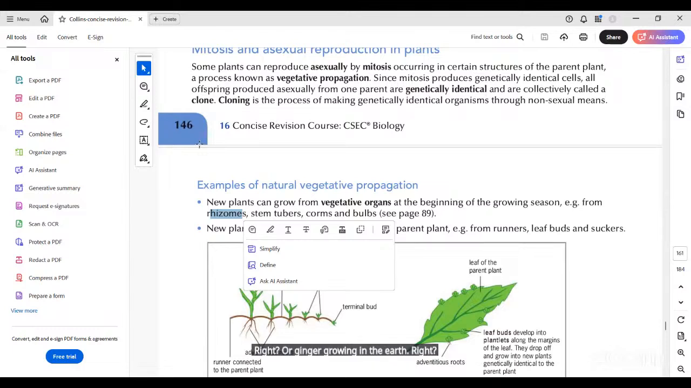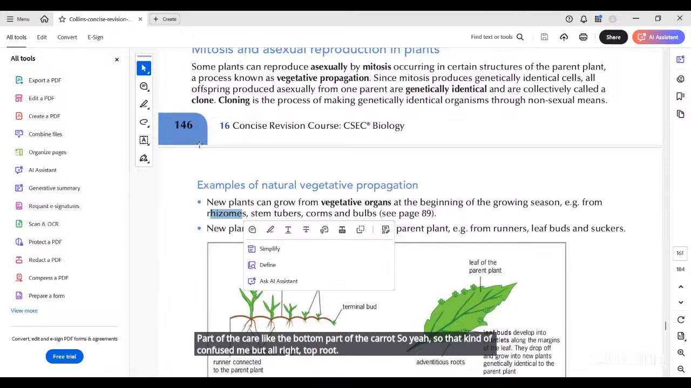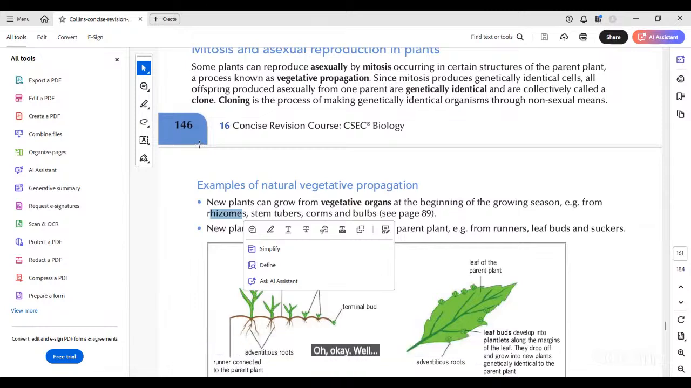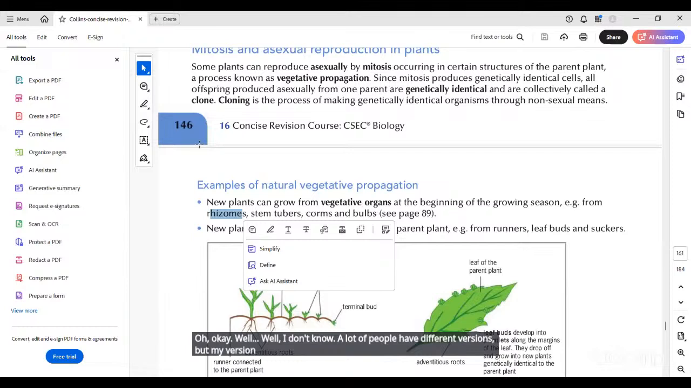Sir, I did a drying lab for carrots in bio, and it said the top root was a part of the carrot, like the bottom part of the carrot. So that kind of confused me, but all right, so top root. Well, I don't know. A lot of people have different versions, but the version that I study is that it's a top root.